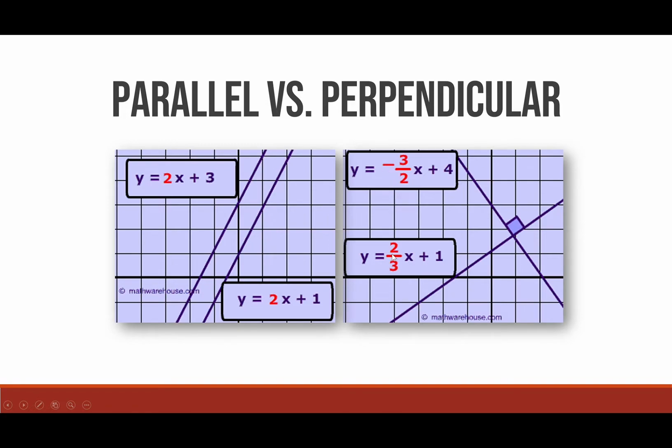So to find the perpendicular slope, you're going to get the original slope, you're going to flip it around, so you're going to find the reciprocal, and you're going to make it opposite. So let me say that one more time. Perpendicular slopes are opposite reciprocals. Opposite reciprocals. Not just opposite, not just reciprocal, but opposite reciprocals.